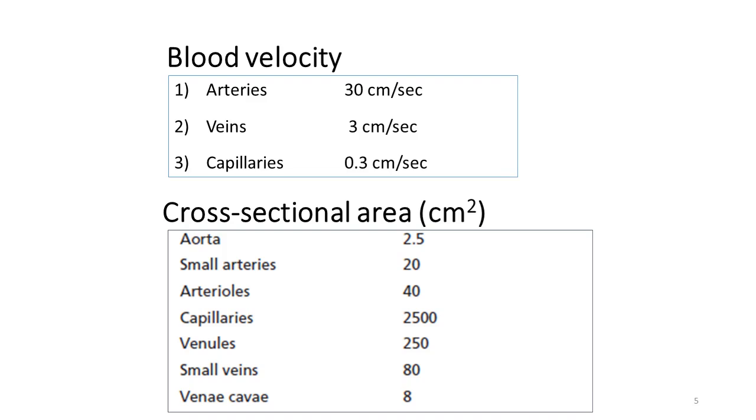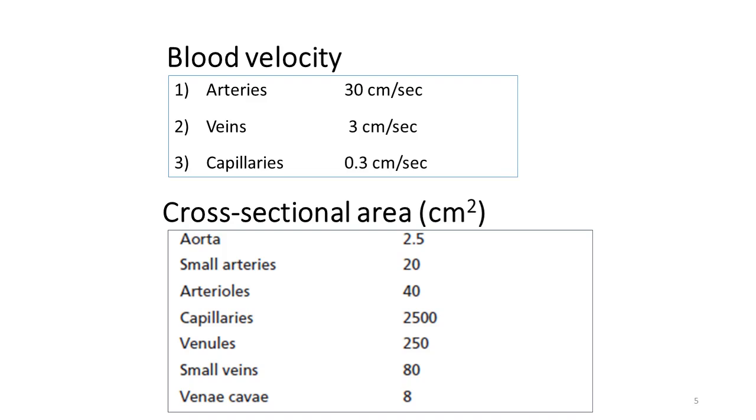Here you can see blood velocity in different vessels. In arteries, velocity of blood is about 30 centimeter per second. In veins it is about 3 centimeter per second, and in capillaries it is 0.3 centimeter per second. So you can see low blood velocity in the capillaries because we need to exchange the gases and nutrients from the blood into the interstitial fluid, and also collect the waste and carbon dioxide from the interstitial fluid to capillaries. Because of that, there is a very low velocity of blood in the capillary.